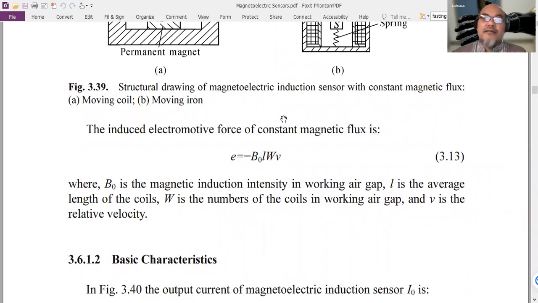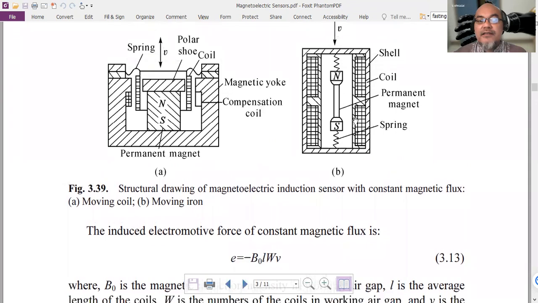So either the coil is the one that is moving, or the magnetic core itself, the magnetic iron itself, is the one that is moving, right? Exemplified by these two figures.